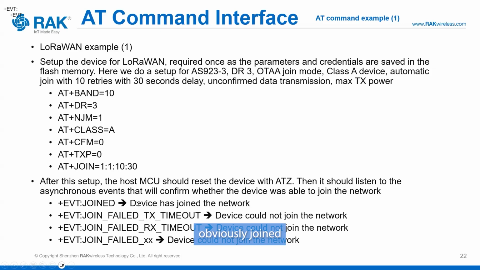So the first one obviously means the device has joined the network. The second one, TX timeout, is more like a critical error because it couldn't send the join request. RX timeout means it didn't receive the information from the LoRaWAN server regarding the join request. And in some cases, like when a packet is coming in from the LoRaWAN server, but for example there's a CRC error or it is cut off, then you would get a specific error number, XX here, that tells you the join failed because of that reason.